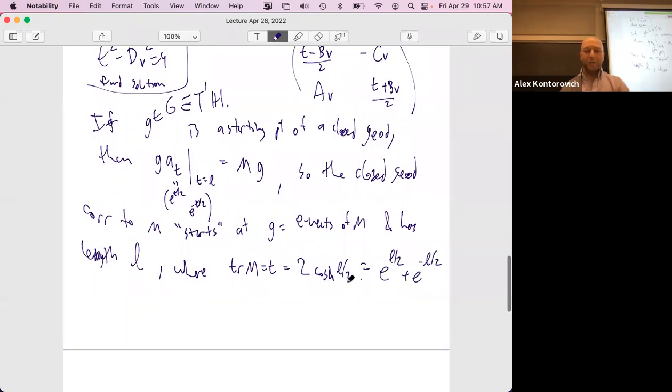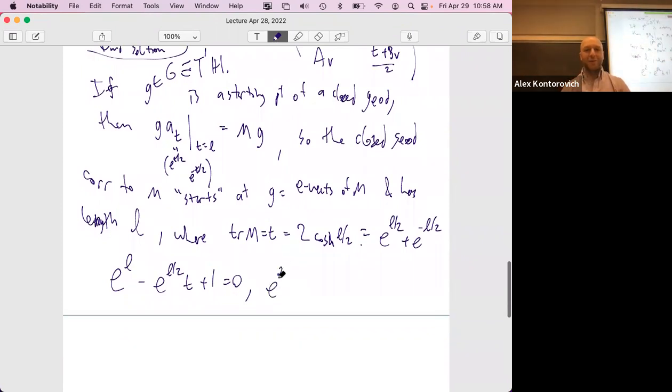Okay, and this makes it easy to solve for T. If I multiply through, I'll move this to the other side, and I'll multiply everything by e to the L over 2. Exactly. So I have e to the L minus 2T e to the L over 2 plus 1 equals 0. I just get a quadratic in e to the L over 2. Okay, so you see what I did here, how to get from here to here. So now I use the quadratic formula. e to the L over 2 is T, plus or minus, of course I want plus, because that's the positive solution, square root of T squared minus 4, all over 2.